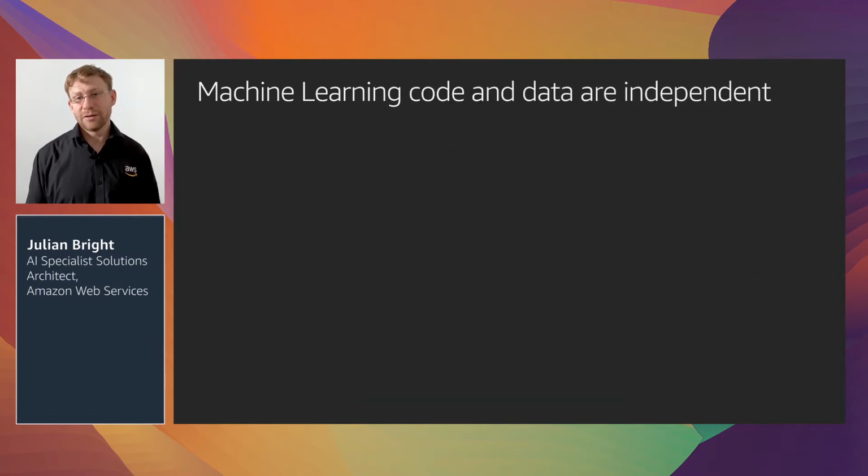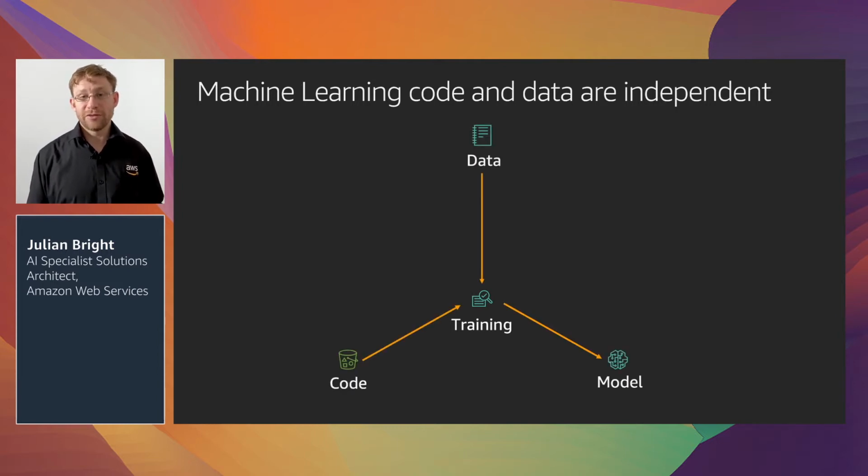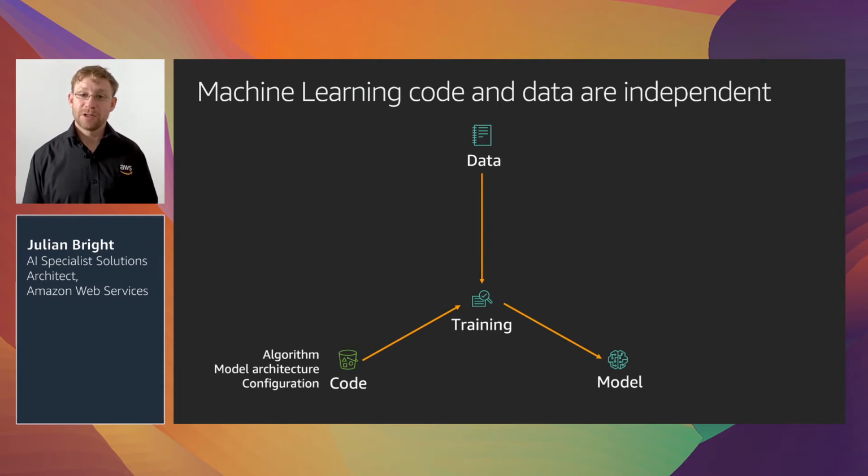Well, machine learning has an interesting challenge whereby code and data are independent from each other. So in the training process where we build a model, the code is independent from the data and the model is an artifact of this training process. So the code defines the algorithm, the architecture of that algorithm. For example, it may be a deep learning model with a certain number of layers, or potentially a gradient tree boosting model with a certain number of trees or depth of trees. The configuration for that model, including various parameters that we'll use to train the model.